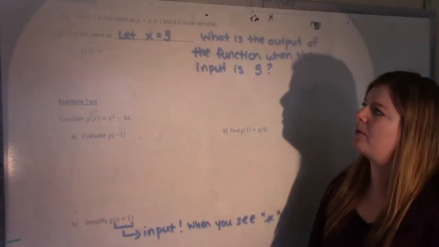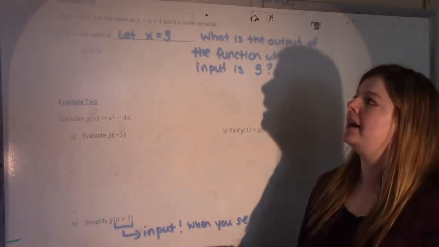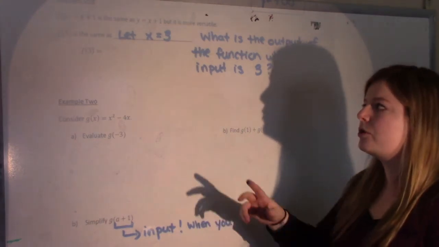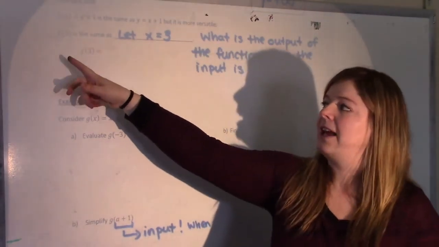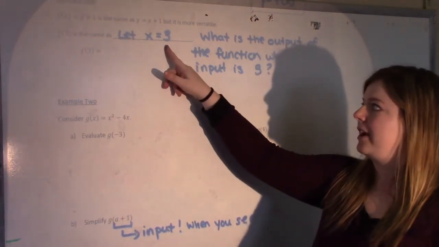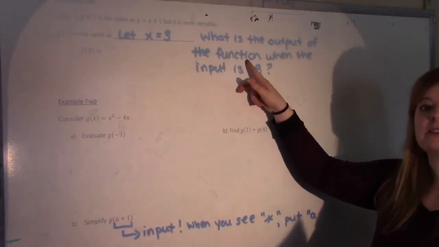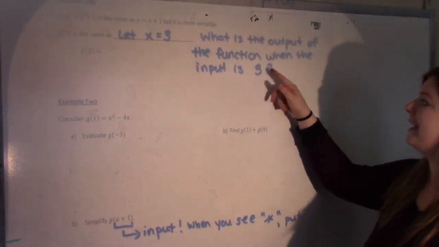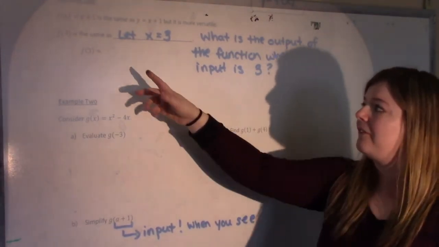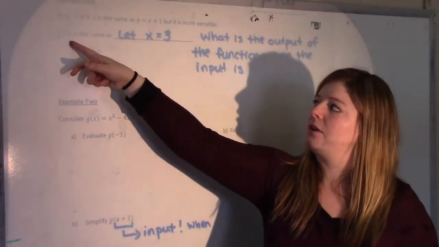So, example 1. So we have just a simple linear function, f at x equals x plus 1. This is the same as y equals x plus 1, but it's more versatile. So let's say we want to find f at 3. Finding f at 3 is the same thing as saying let x be equal to 3. So what this means is, what is the output of the function? So what is the function equal to when the input is 3? So when we put 3 into the equation. So f at 3 just means that we let x be equal to 3. So instead of an x, we put a 3.